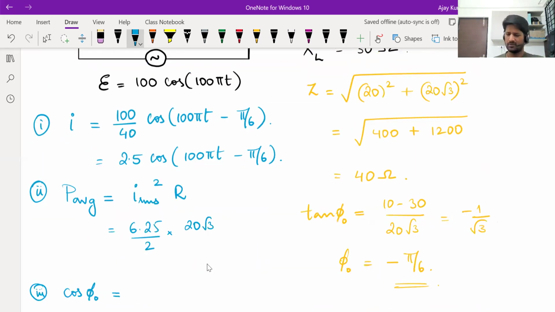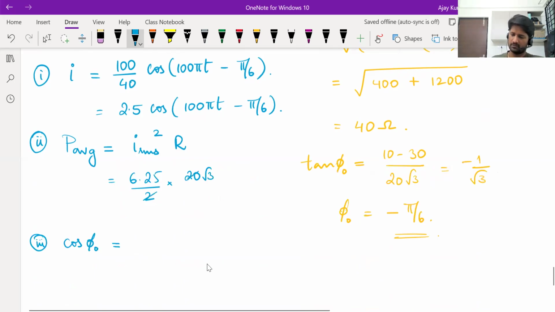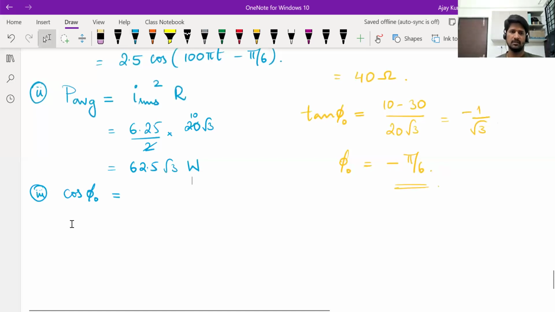Okay, let it be. You don't have to simplify, or maybe you can simplify it a little bit. 6.25 into 10 is 62.5 root 3 watts. Assuming everything is in SI units, this is the average power dissipated by this circuit. Okay.